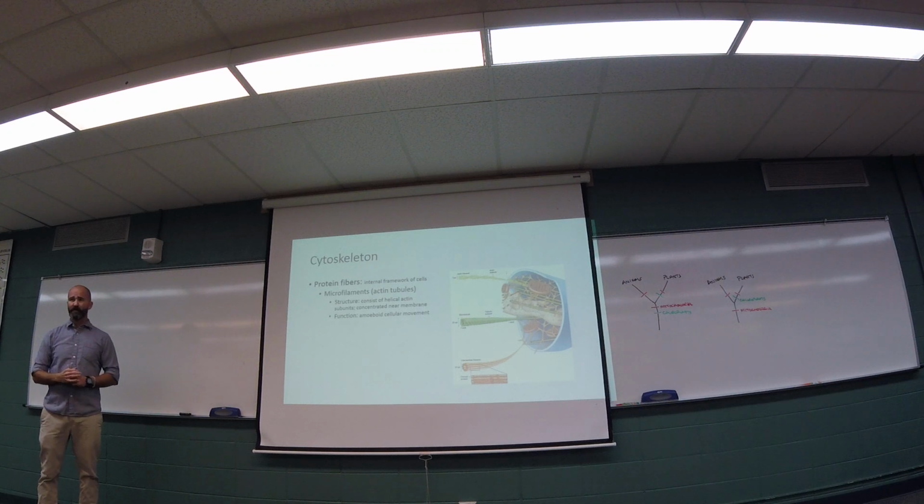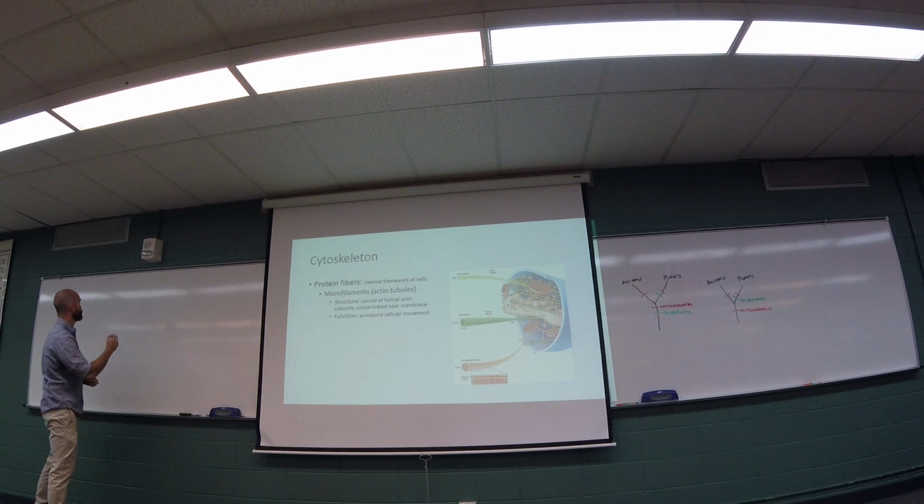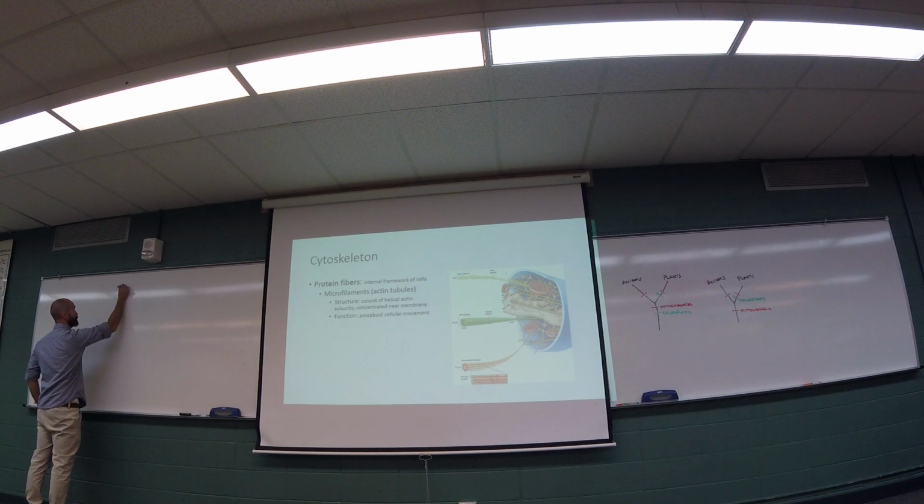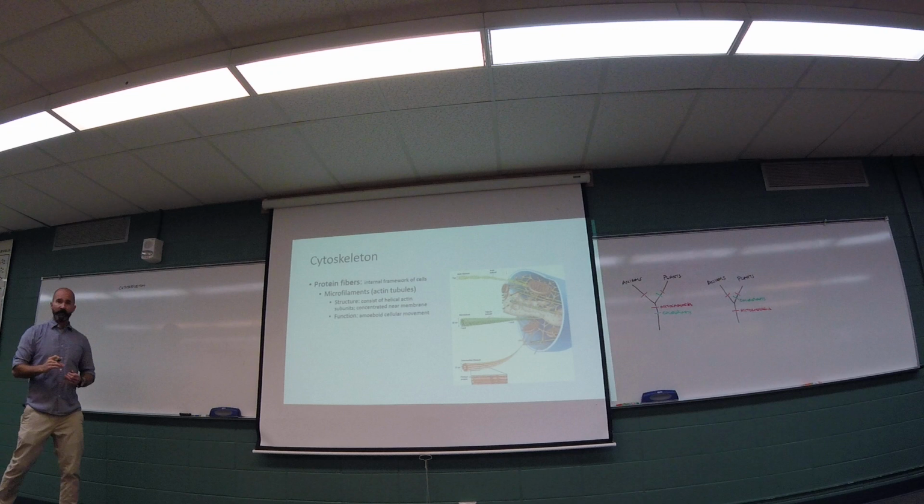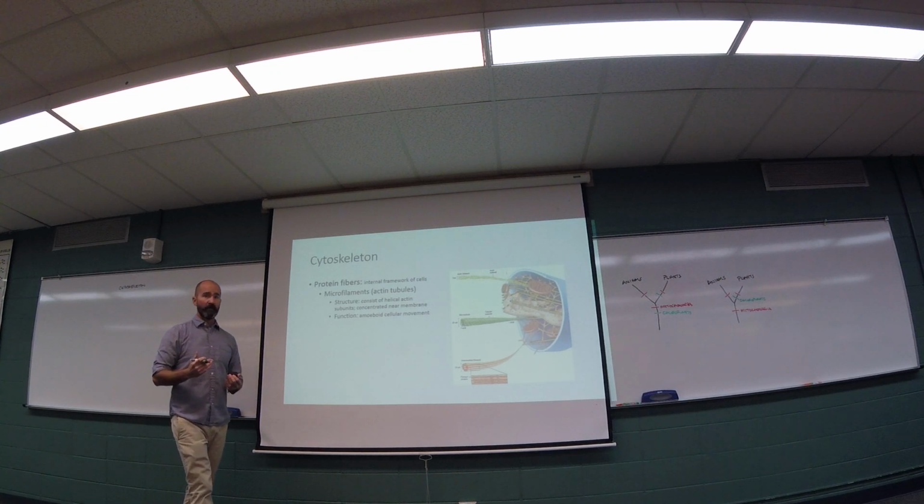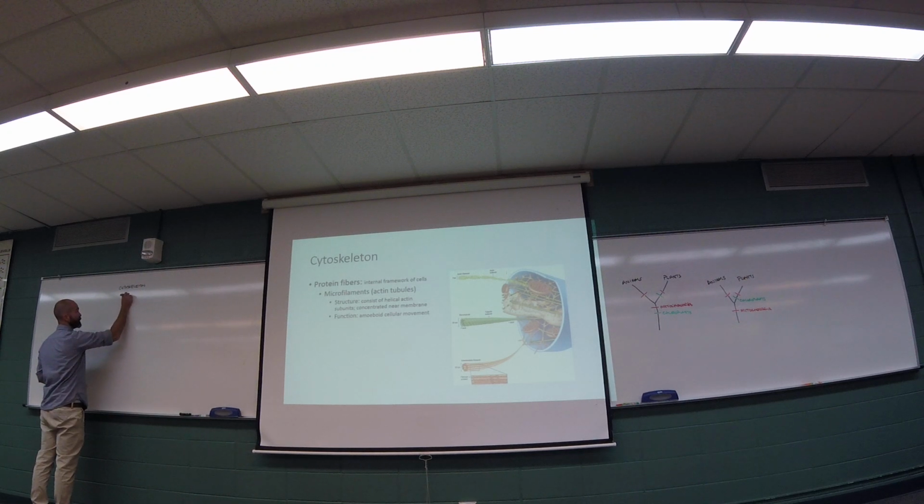Okay, so these are going to be organized from the smallest elements up to the largest elements. The first cytoskeletal element are called the microfilaments. So these are all protein fibers. And they're called protein fibers because they each consist of a protein. So the microfilaments.